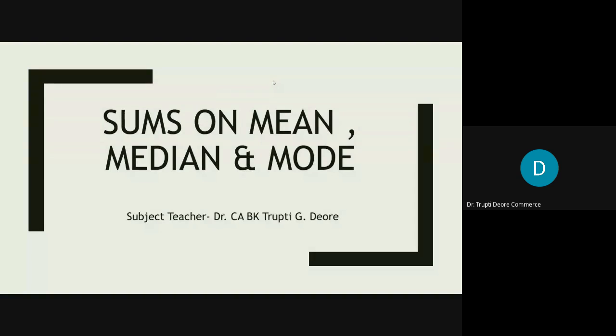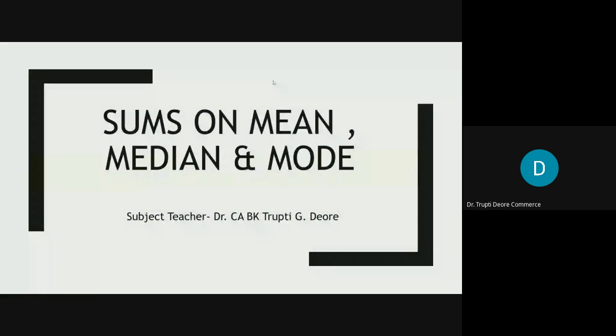Then we have seen the formula for the continuous class or class-wise frequency distribution, that is called a continuous frequency distribution. For this, we use L plus bracket f1 minus f0 divided by 2f1 minus f0 minus f2, multiplied by the class width. And the modal class is the class having maximum frequency. It is called the modal class.